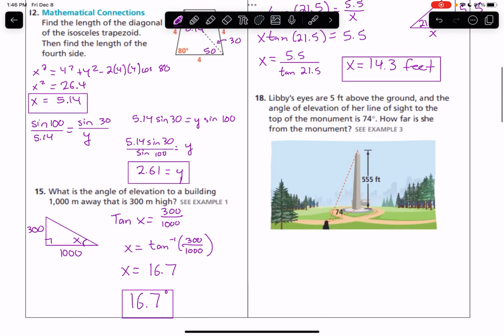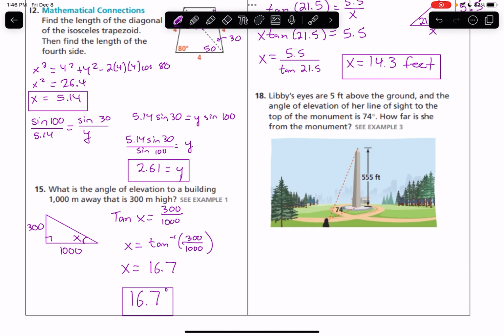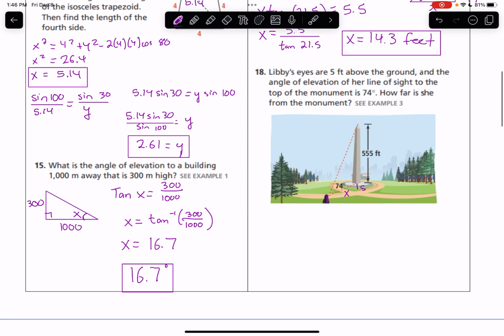Number 18. Libby's eyes are 5 feet above the ground. So if she's over here 5 feet above the ground, there's also a 5-foot space way over at the monument there. And the angle of elevation of her line of sight to the top of the monument is 74 degrees. How far is she from the monument? Of course we've got a right triangle here. It's just tilted because we are in perspective, but we know that any monument is going to be at a right angle with the ground.